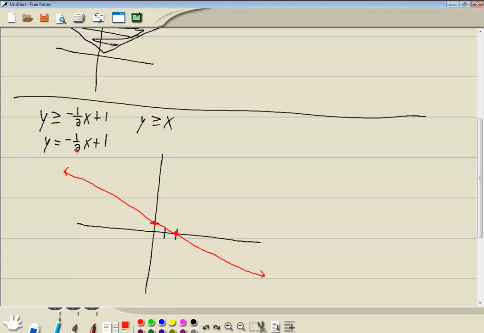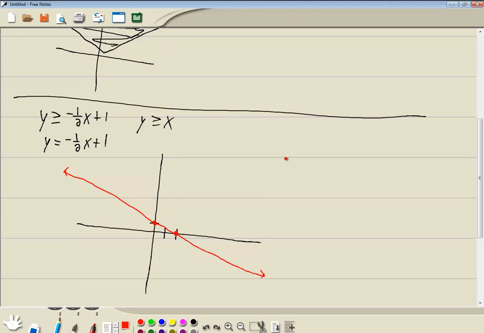Okay. Now we want to pick a test case, and usually your origin is your best one. So if I were to pick 0, 0, you put it in your original inequality. You could do the original one clear up top or this one here. If I put 0 here and 0 here, we get 0 is greater than or equal to negative 1/2 times 0, 0 plus 1 is 1. So you get 0 is greater than or equal to 1. If that's true, then you shade the side where that test case falls.